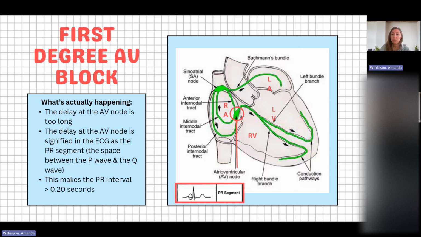So now we understand where AV blocks happen. So we're going to look at the first type, which is our first degree AV block. What happens here is quite simple. The signal gets through the AV node, but it takes longer than it should. On the ECG, this shows up as a prolonged PR interval, greater than 0.20 seconds. But every P wave is still followed by a QRS. So it's a delay and not a dropped beat. The PR interval here, from the start of the P wave to the start of the QRS, is just longer than normal.